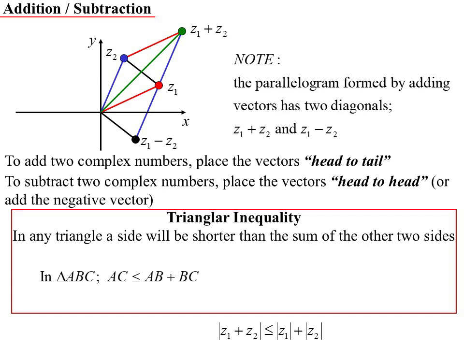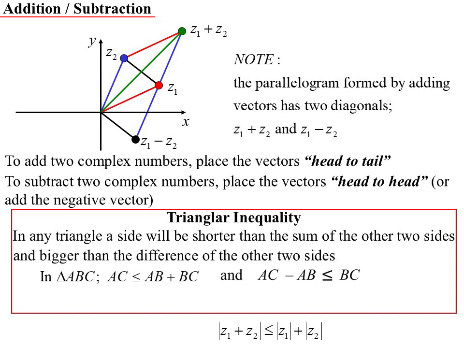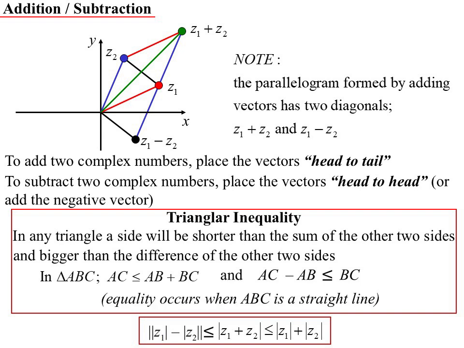In fact, I could rearrange that and express it in a different way. I could write it as AC minus AB is always less than or equal to BC. So the other part of that inequality, the modulus of z1 plus z2 will be bigger than z1 minus z2, but it'd have to be the absolute value of all that, because obviously one of these sides is going to be bigger than the other. You might end up with a negative number. When is it equal? Well, when all three lie on the same line. So you don't have a triangle, basically.